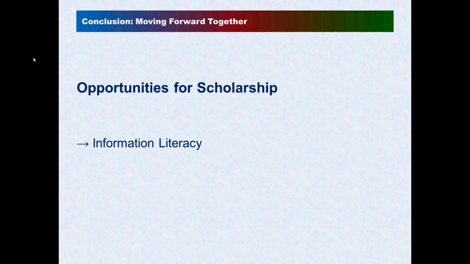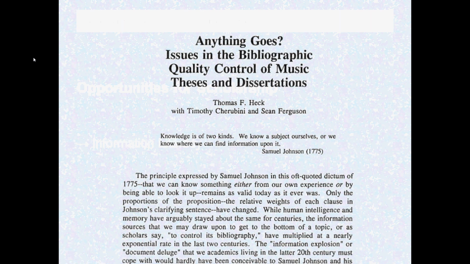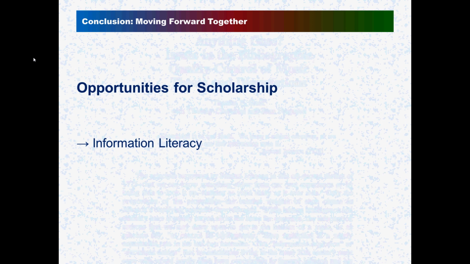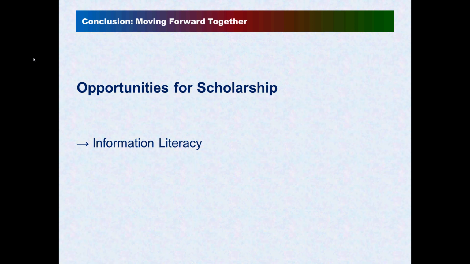I propose to begin by following up on a paper published by Thomas Heck in 1993, which sought to quantify bibliographic quality control in music degree documents. I would like to carry out a similar study, now that more than 2 decades have passed, and see if the situation has improved or deteriorated. Heck's vision was for a greater role for librarians in the approval of degree documents, and I think that is a vision worth taking up.